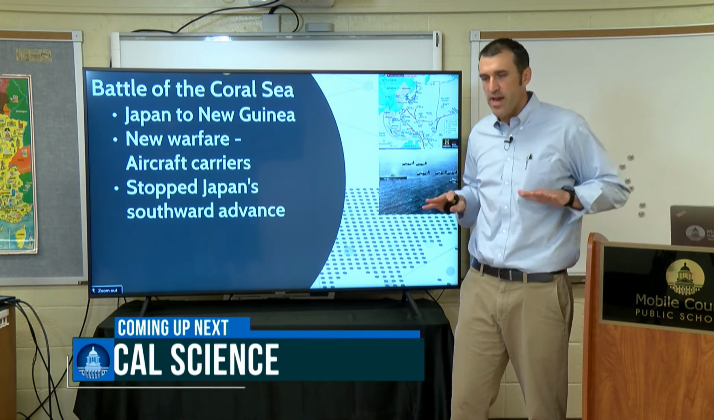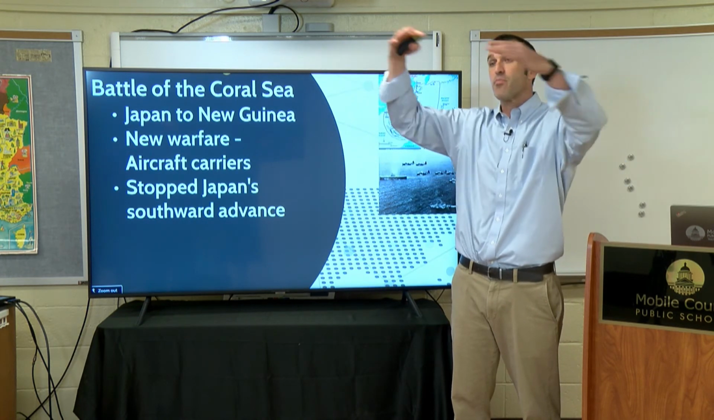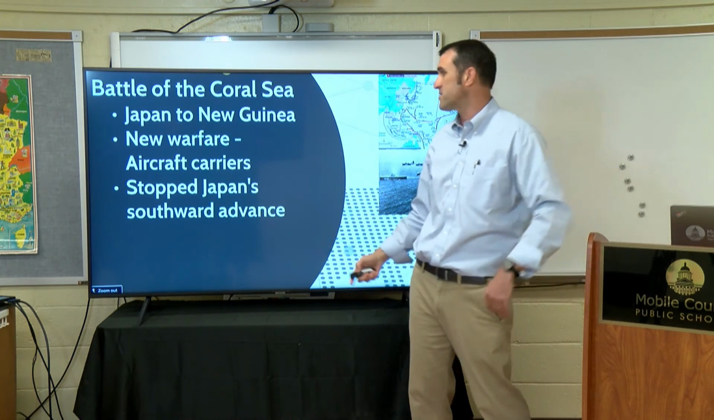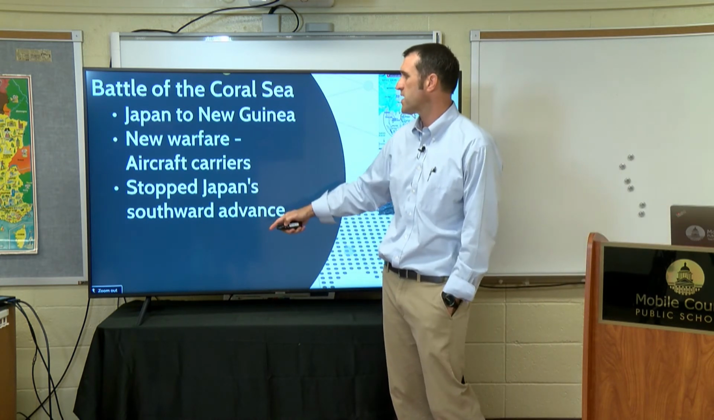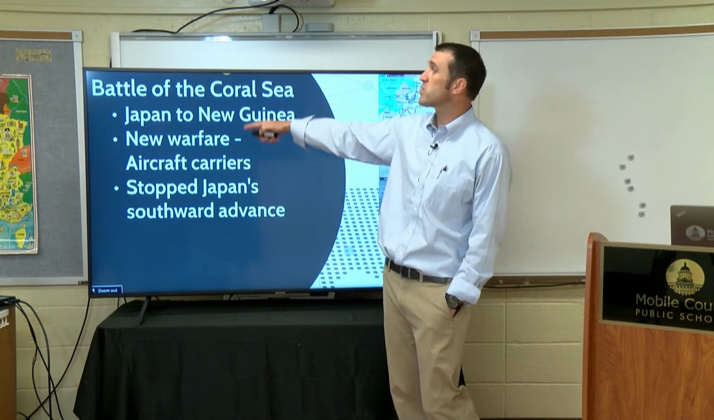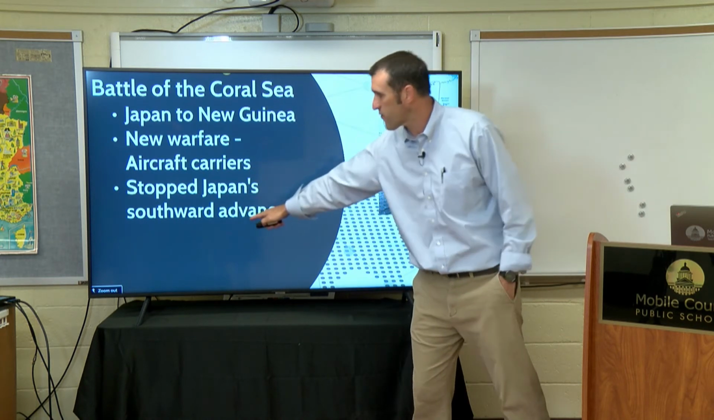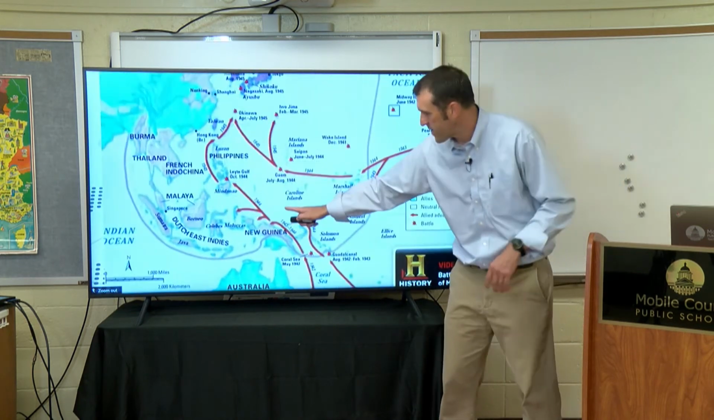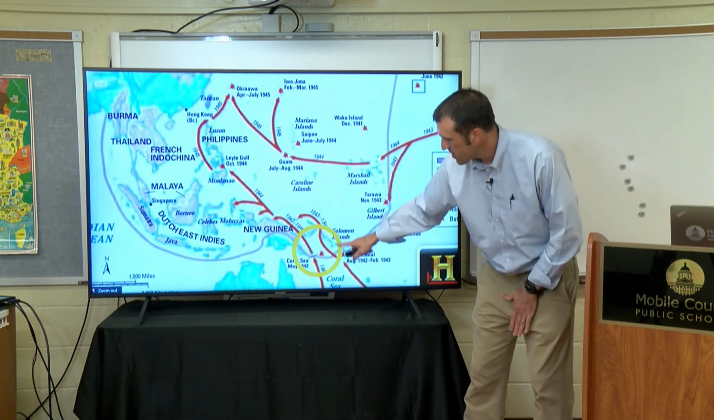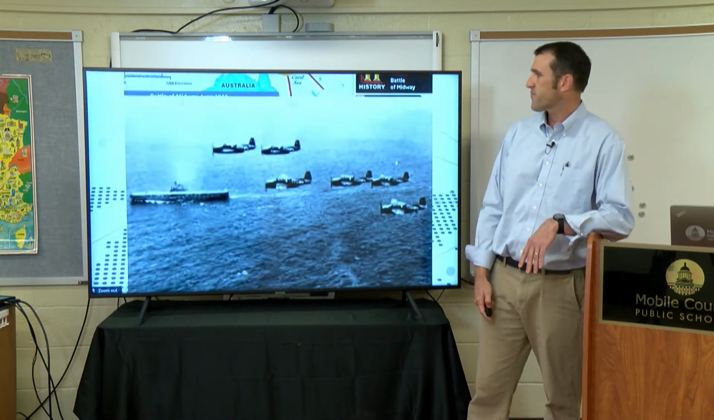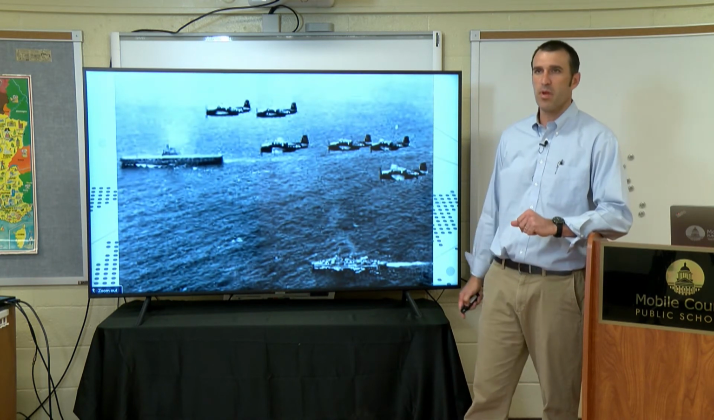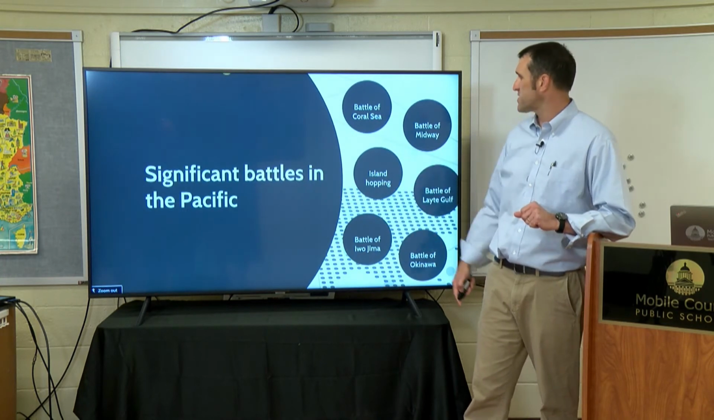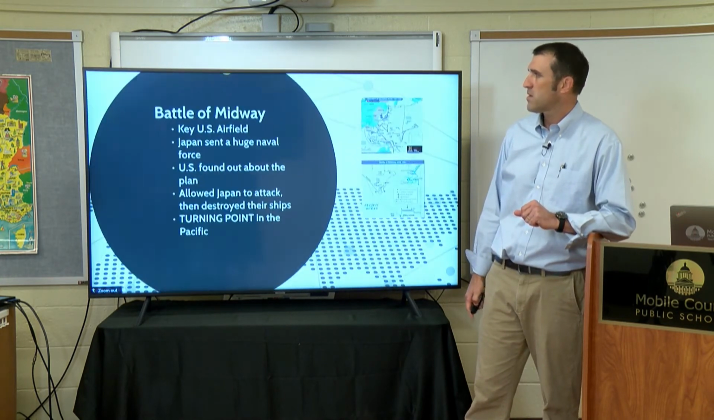They actually launched airplanes from the carriers, and the planes would fight each other and fight the ships instead of the ships fighting themselves. Even though this wasn't a victory for the Allies, it definitely stopped Japan's southward advance. So if we look down here, here's New Guinea, here's the Battle of Coral Sea. This is a picture of some of the planes that fought during that battle. So it stopped Japan's southward advance.